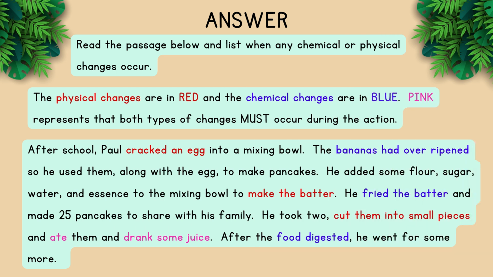The physical changes are in red and the chemical changes are in blue. Pink represents that both types of changes must occur during the action. So cracking an egg, making batter, and cutting the pancakes into smaller pieces all represent physical changes, while the ripened bananas and the frying of the batter as well as the food digesting represent chemical changes. Eating and drinking represent both types of changes having to occur within the same time frame.